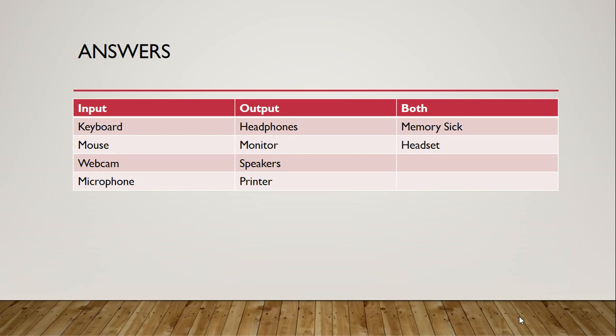And then both is the memory stick and the headset, because the headset is like a headphone, which makes it an output device, but it's got a microphone attached to it, so it's also an input device as well. Therefore, it comes under both.